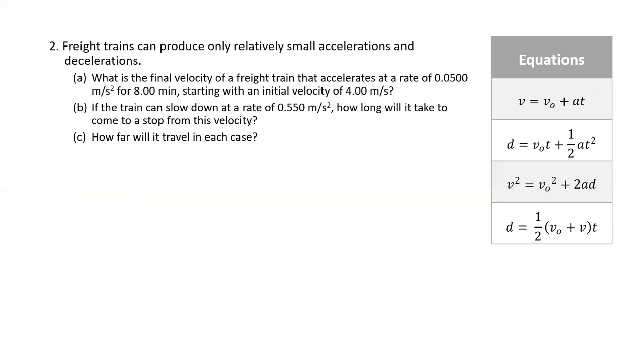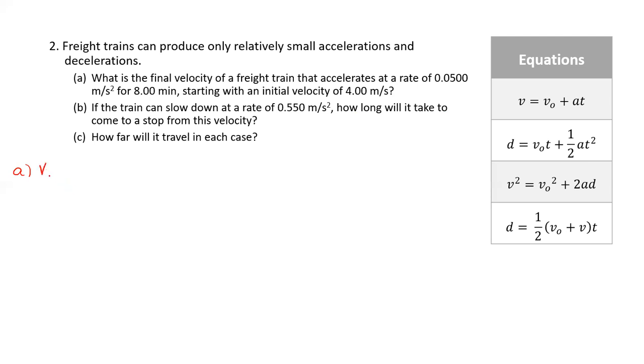Question 2: Freight trains can produce only relatively small accelerations and decelerations, which makes sense because they're heavy. We're going to get to that when we look at Newton's laws. A, what's the final velocity of a freight train that accelerates at a rate of 0.05 meters per second squared for 8 minutes, starting with an initial velocity of 4 meters per second? So again, let's list our variables. This question is a little longer, so I'm going to try to keep things fairly organized so it all fits in.